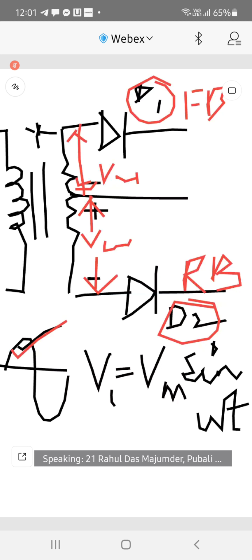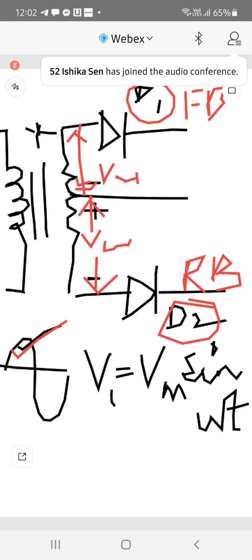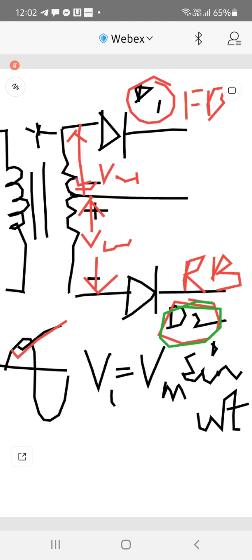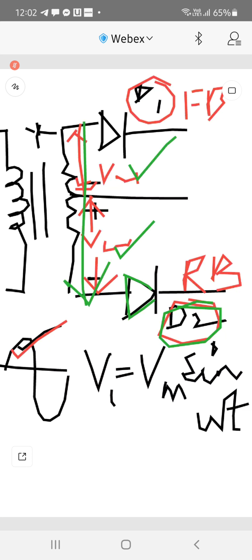Yes, ma'am. So during the positive half cycle, D1 is forward biased and D2 is reverse biased. In that reverse bias situation, what is the voltage falling across the diode from the input side? It is Vm plus Vm. Look, this whole thing is coming as a reverse bias voltage across the reverse biased diode D2.